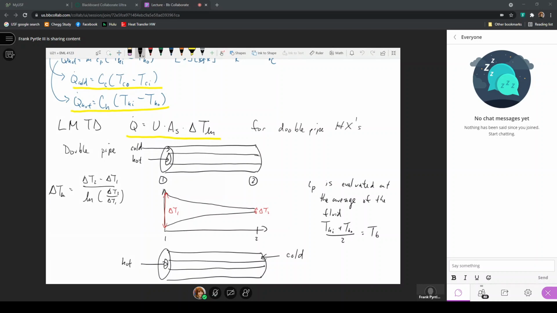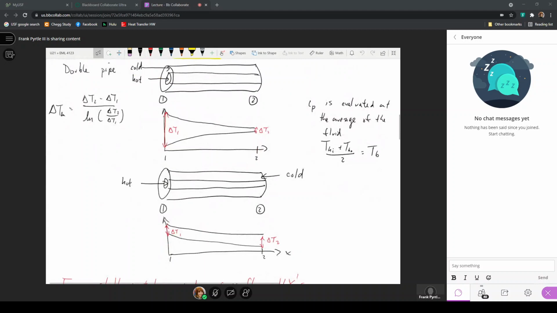This expression doesn't change, so all it's doing is giving us an average value of delta T1 and delta T2 along the length. That expression is defined slightly differently with regard to the inlet and outlet temperatures. When we have a counterflow heat exchanger, delta T1 and delta T2 are still just the temperature differences between the hot and cold fluids at the inlet and exit. But delta T1 for the parallel flow heat exchanger is the hot inlet minus the cold inlet, and delta T2 is the hot outlet minus the cold outlet.